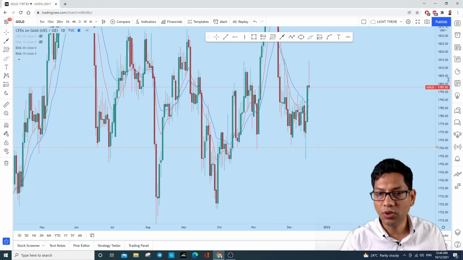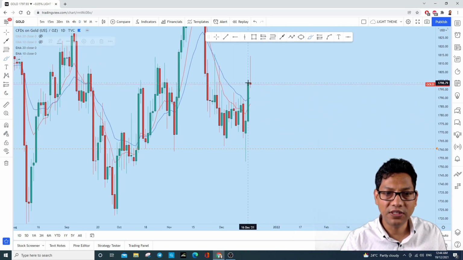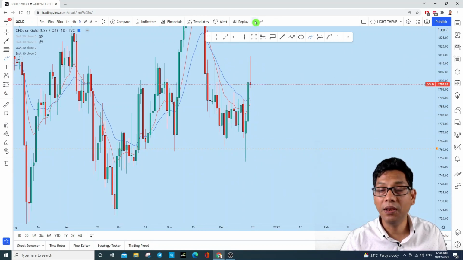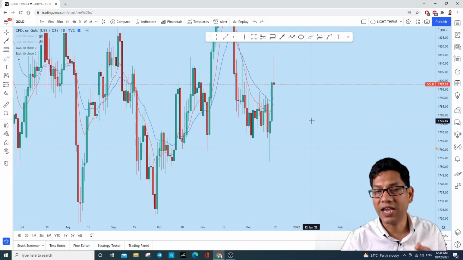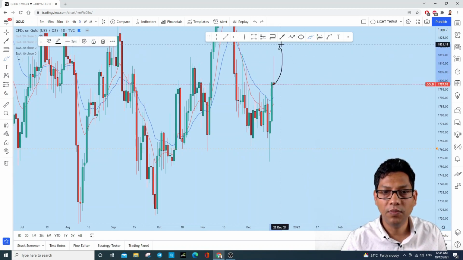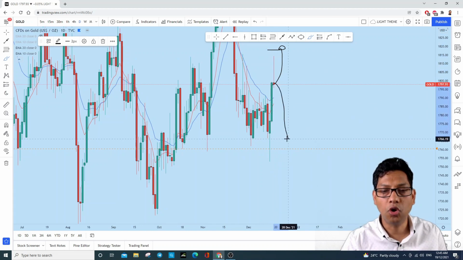Now on the daily, as you can see, after these two strong green candles it has created an inverted pin bar or a shooting star. Now this is a narrow shooting star. After this kind of shooting star, we might see two possible scenarios: one, to go straight up from here, another, to drop from here after some retracement.